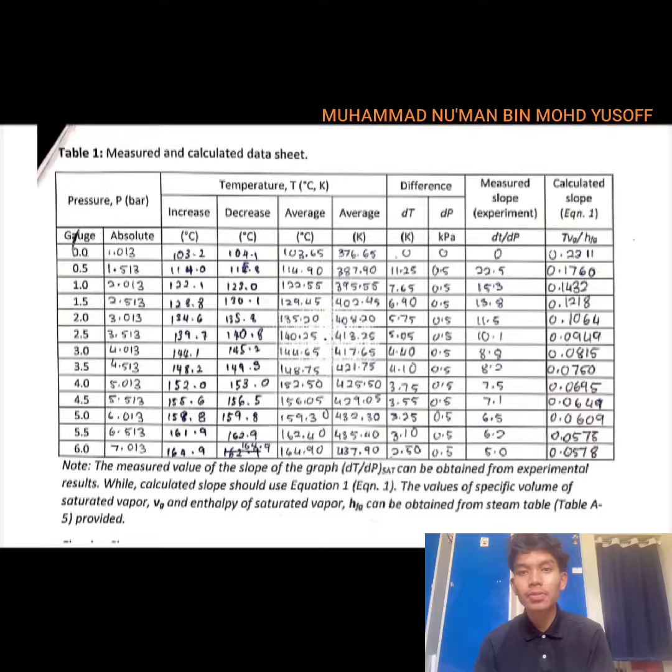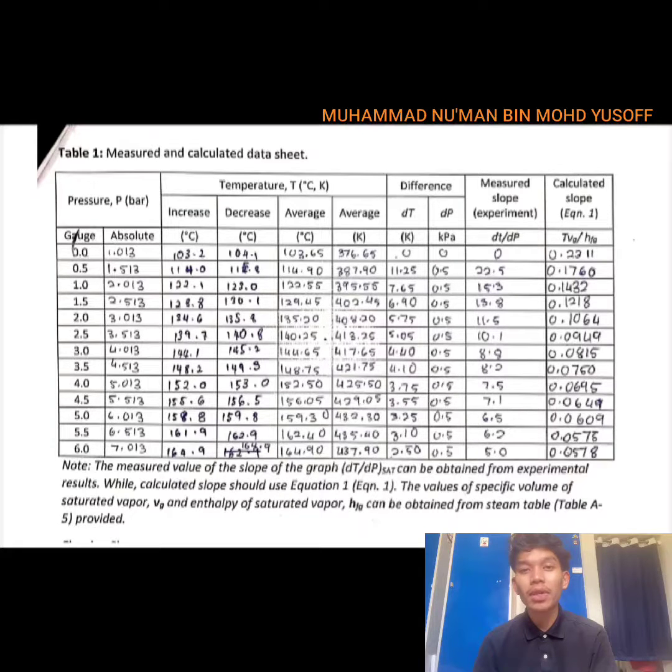Next, for experimental data, firstly, I will explain about table 1. First of all, I will talk about pressure. To get absolute pressure, it is only necessary to increase the gauge value by 1.013. After that, I will explain about the temperature. The temperature will be recorded each time the gauge pressure increases according to the set value. After that, calculate the average for each of these values. After that, calculate the average temperature in Kelvin units.